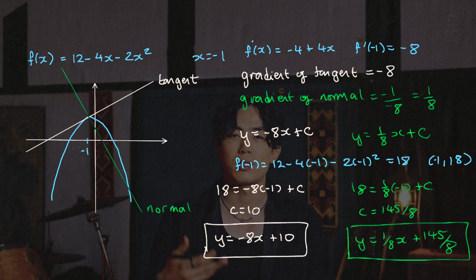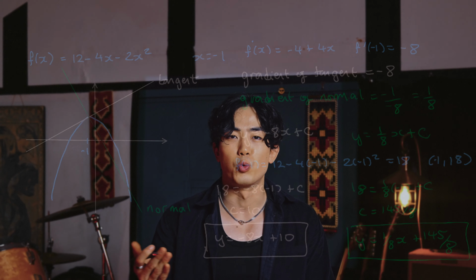So you can see that finding the derivative or the gradient function will give me the gradient of the tangent, and using that, if we are asked, we can also find the gradient of the normal.